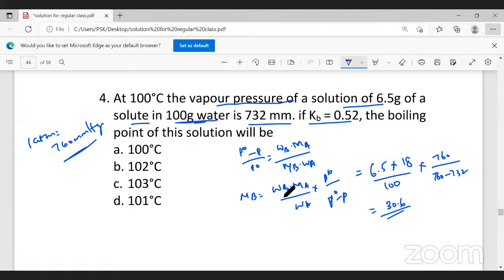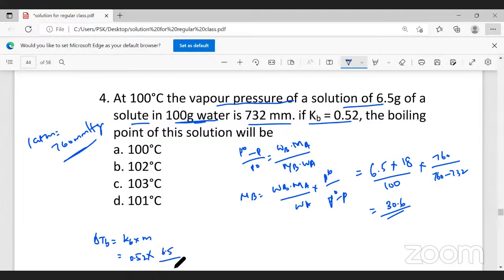So we have to find the molecular mass using relative lowering of vapor pressure, because they have given you vapor pressure. Once you're done with the molecular mass determination, then we can calculate the boiling point elevation. They're asking the boiling point of the solution. Now we should know that delta TB is equal to Kb into molality. This formula you know.